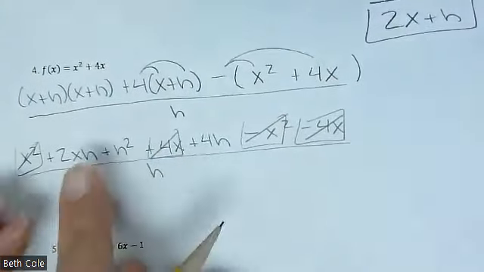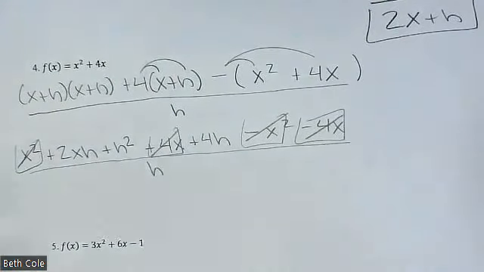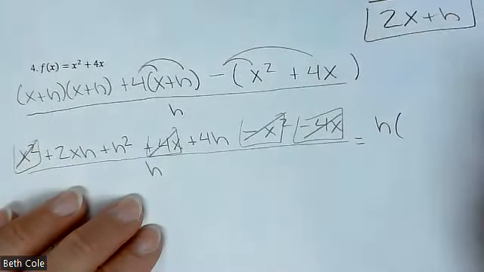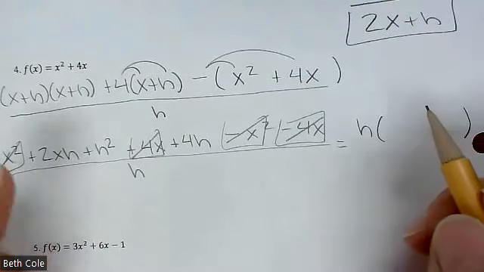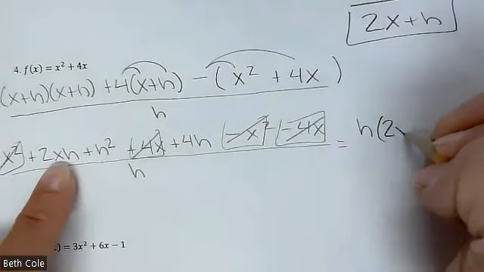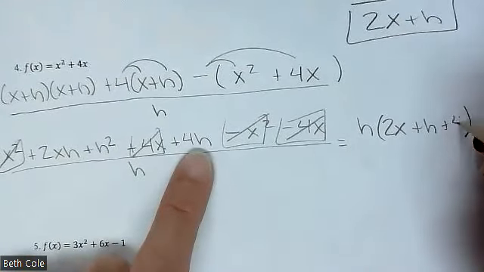Okay. Do you see how there's 3 terms left? They all should have an h in them. If they don't, then you had a whoopsie. But yes, we're going to take out an h. You're going to GCF out the h. That would leave you with 2x plus h plus 4.